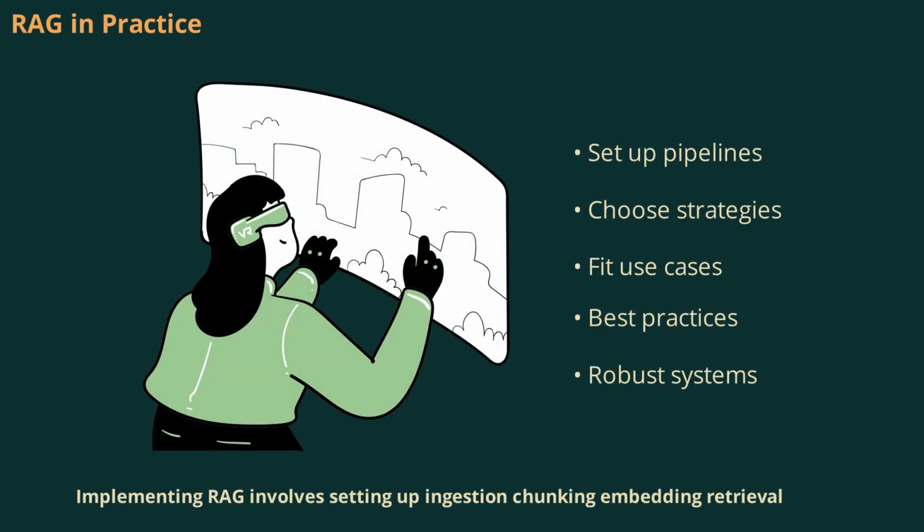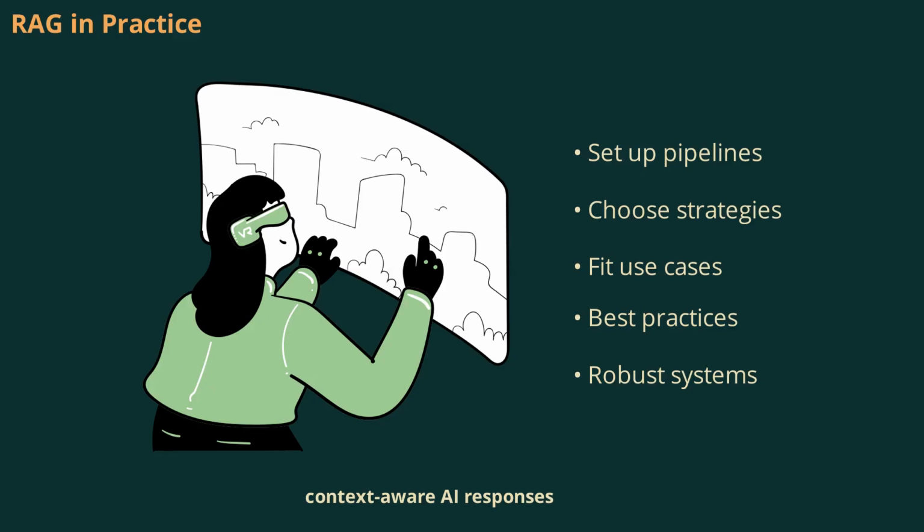Implementing RAG involves setting up ingestion, chunking, embedding, retrieval, and generation pipelines. Enterprises must choose chunking strategies, embedding models, and retrieval methods that fit their data and use cases. By following best practices, organizations can build robust RAG systems that deliver accurate, context-aware AI responses.